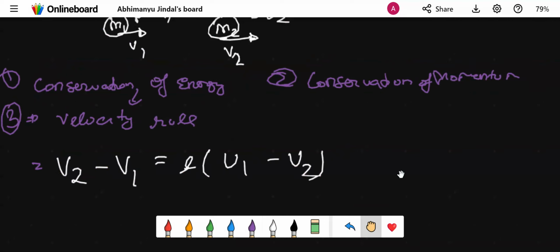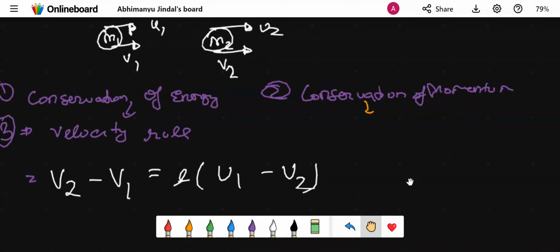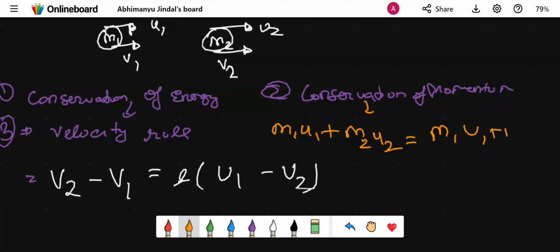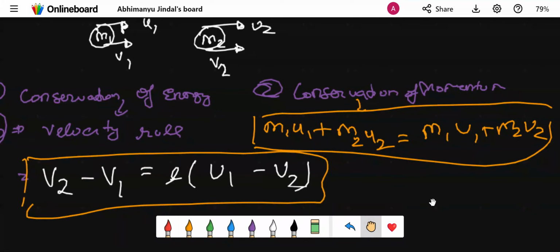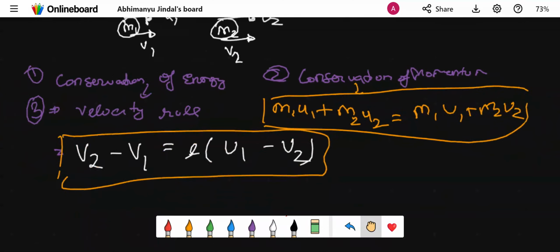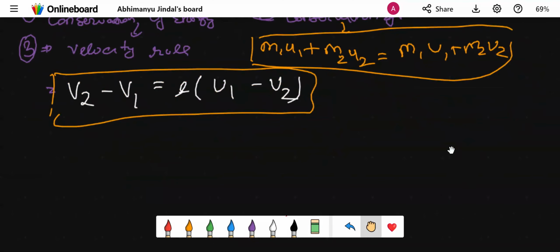The second one is the momentum rule, which is quite easy. The momentum of a body is mass times velocity. Initial momentum of m1 is m1u1, and of m2 is m2u2. After collision, the momentum is m1v1 plus m2v2. This is one rule, and this is the other rule. Because there are two variables and two equations, any two of v1, v2, u1, u2 have to be given for you to solve, and you can solve for any unknown value which is asked.